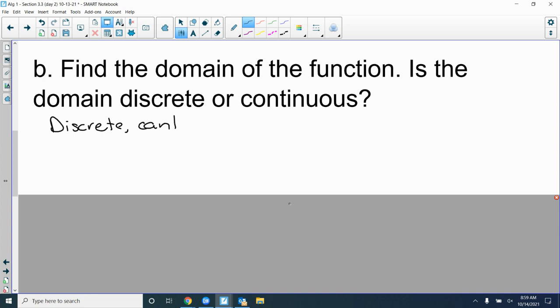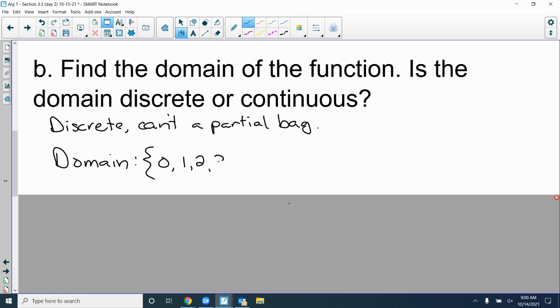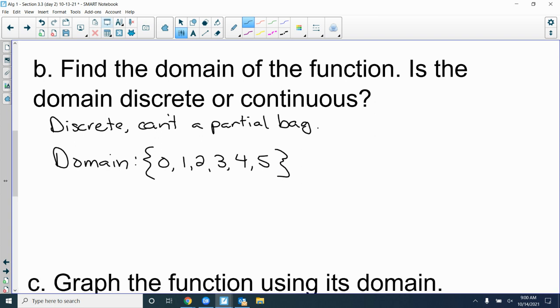Can't check a partial bag. Now, what is the domain? So that means we're going to list individual values. Here it does make sense to include 0, because can you check 0 bags? Absolutely. But what's the most we can check? Ava? 5. So it would be 0, 1, 2, 3, 4, 5. You can't check any more, or the plane will be too heavy.